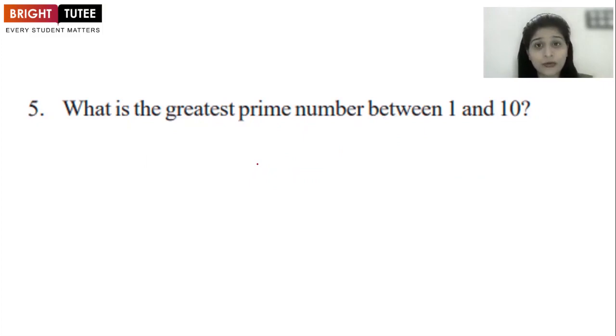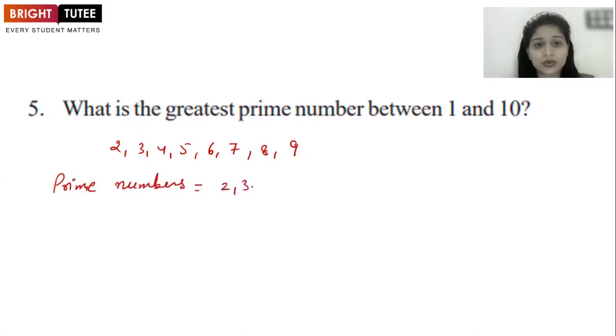When they write from 1 and 10, then I have to include 1 and 10 as well. So between 1 and 10, first of all, I'll write the numbers 2, 3, 4, 5, 6, 7, 8 and 9. These are the numbers between 1 and 10. Out of these, I'll list down the prime numbers first. Out of these numbers, the prime numbers are 2, 3, 5, 7.